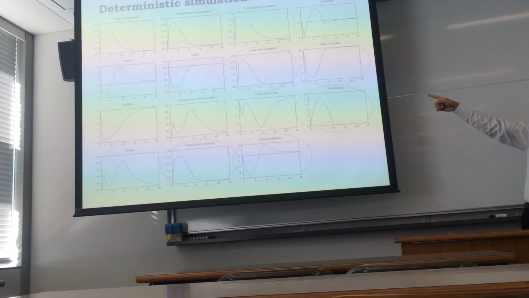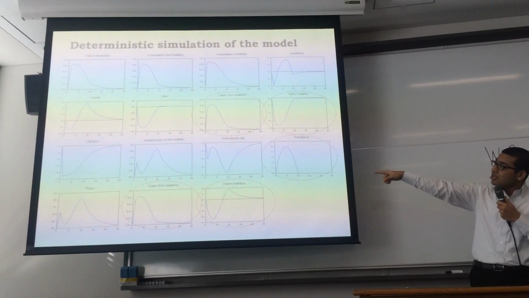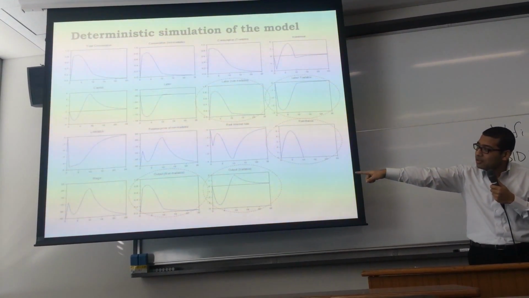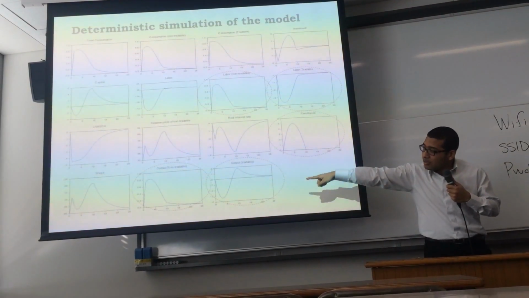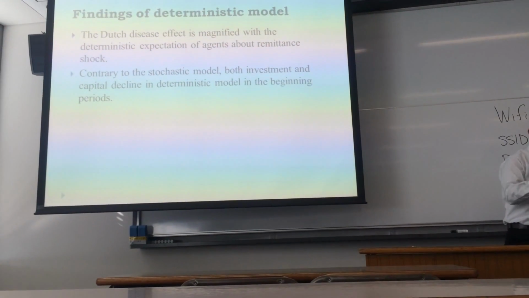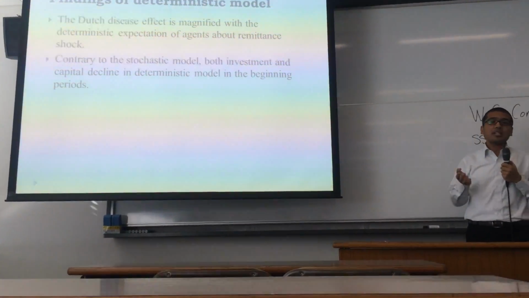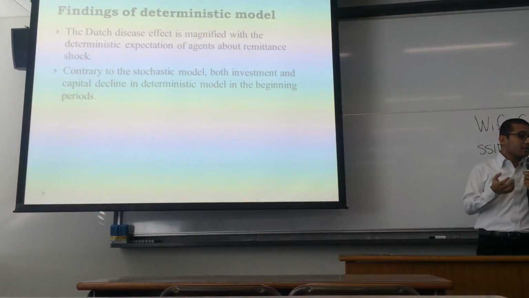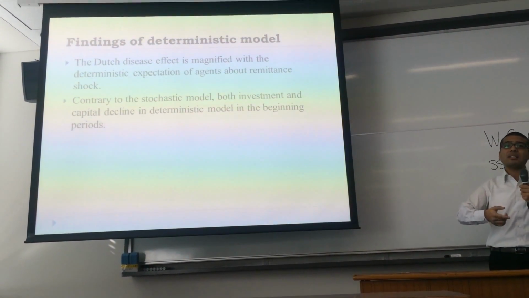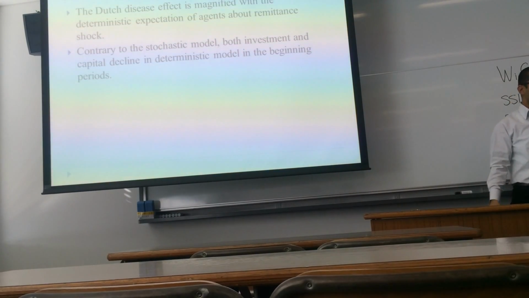So here the tradable sector contraction and non-tradable sector expansion are very clear. So when we choose a deterministic process for the remittance, the Dutch disease effect is even magnified. So if people know in advance there will be an increase in the remittance, the Dutch disease effect will be more intense.